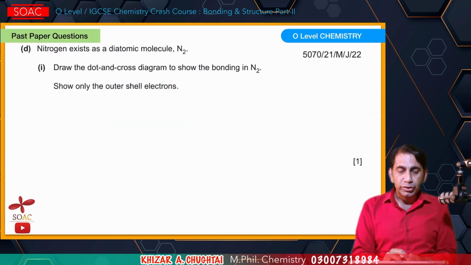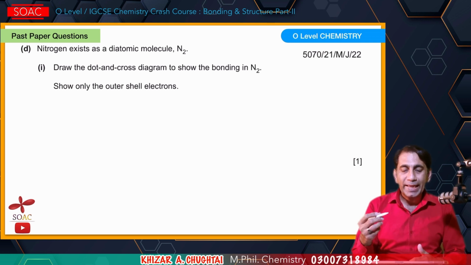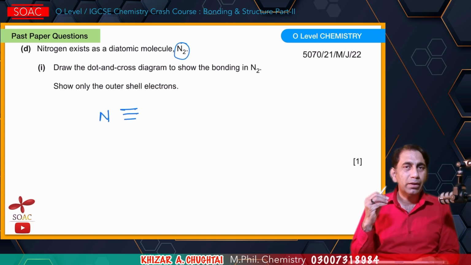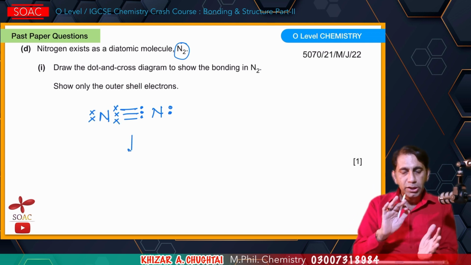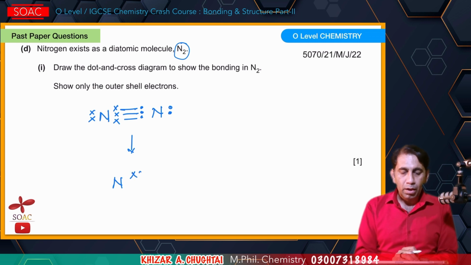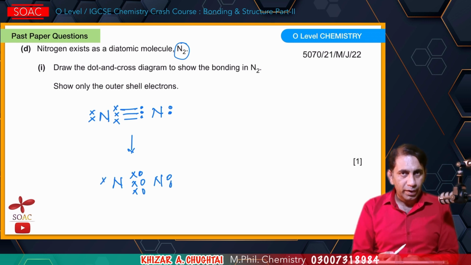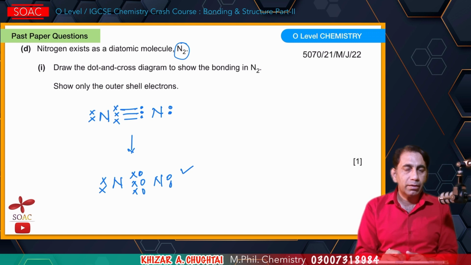Next one. Nitrogen exists as a diatomic molecule N2. Draw a dot and cross diagram to show the bonding in N2, showing only outer shell electrons. As you know, N2 is a diatomic molecule with a triple bond between the 2 nitrogen atoms. First of all, draw the Lewis diagram with the triple bond, then change these bonds into dots and crosses. Each nitrogen makes 3 covalent bonds, so each nitrogen contributes 3 electrons.